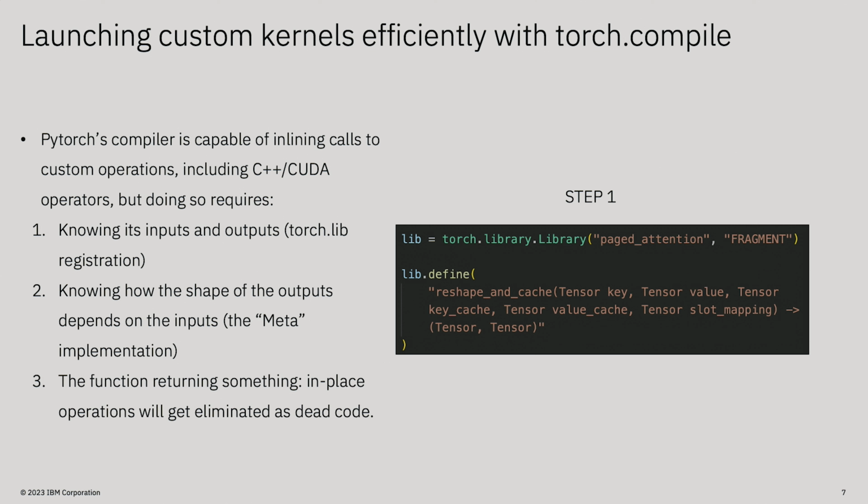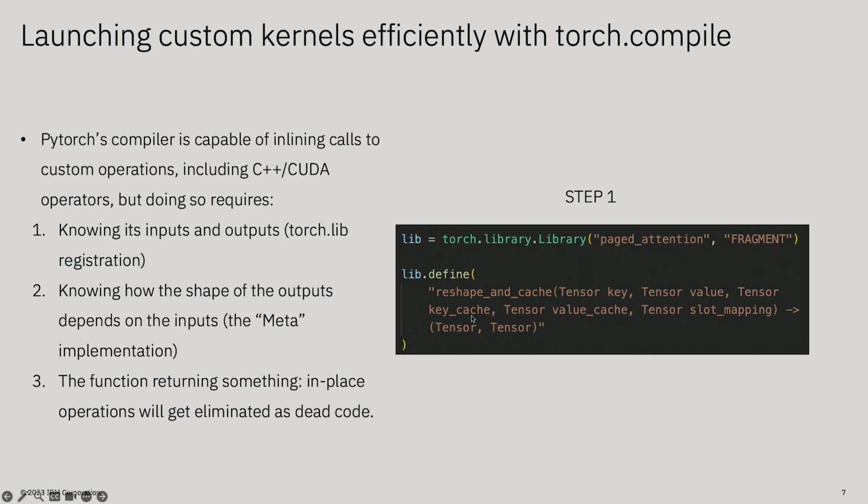And again, if there's anyone from Meta here that worked on this, do feel free to correct me if I'm saying something wrong here. But thing number one is you need to tell the torch library what inputs and outputs your function has. Number two, you need to tell PyTorch how the outputs depend on the inputs in terms of shape, type, etc. And number three, you need to change your function to actually return something, because if you don't return something, PyTorch will consider that function to be dead code, and the compiler will just remove it from your code. Because if you're not returning anything, what's the point of calling something, right? Because again, it assumes that everything is returning something by default.